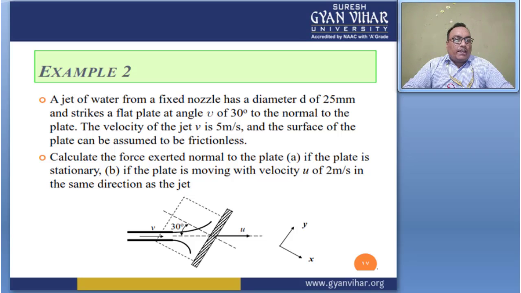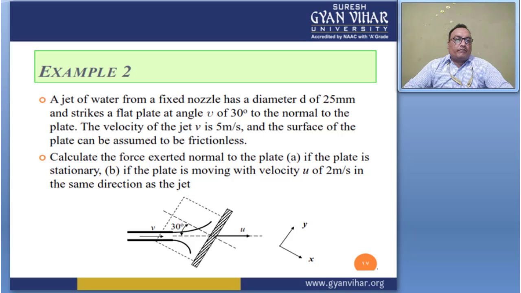A jet of water from a fixed nozzle has a diameter d of 25 mm and strikes a flat plate at an angle of 30 degrees to the normal to the plate, and the velocity v is 5 meters per second. The surface of the plate can be assumed to be frictionless. Calculate the force exerted normal to the plate, (a) if the plate is stationary, and (b) if the plate is moving with velocity u of 2 meters per second in the same direction as the jet.